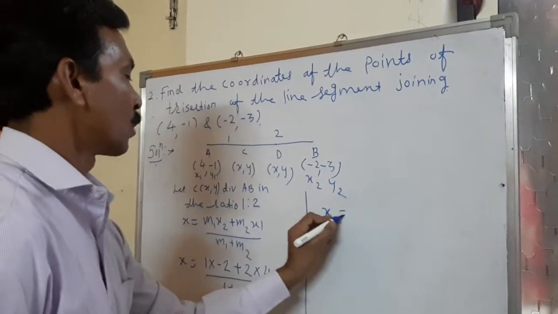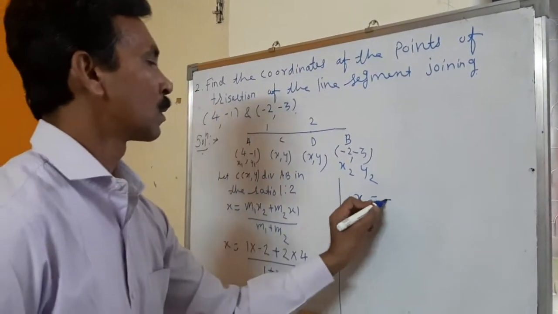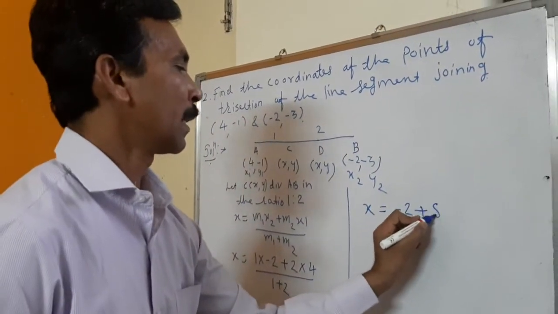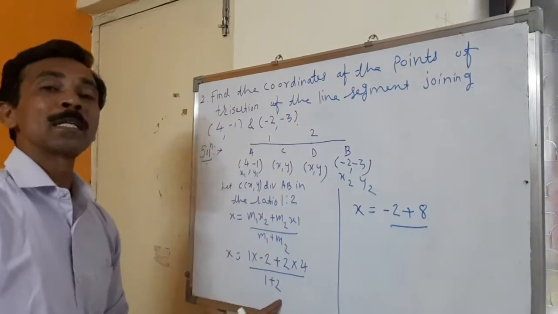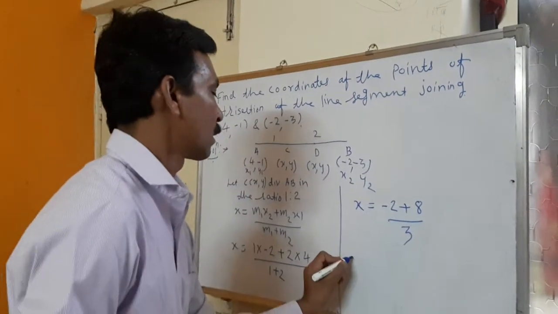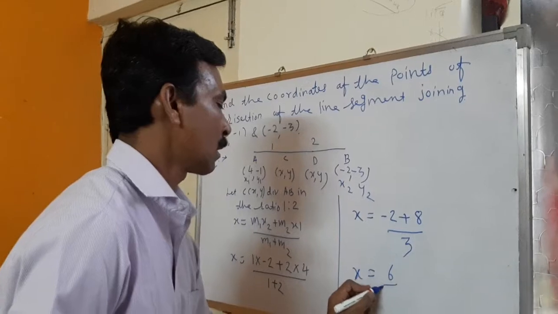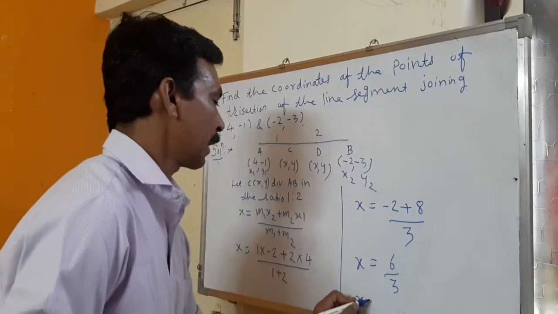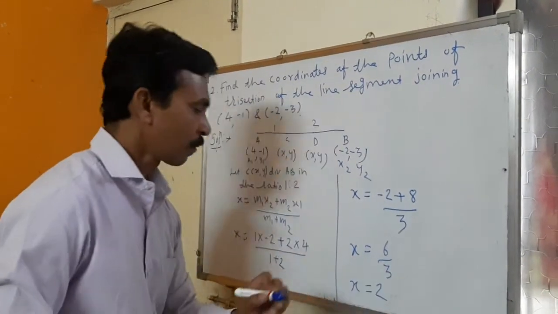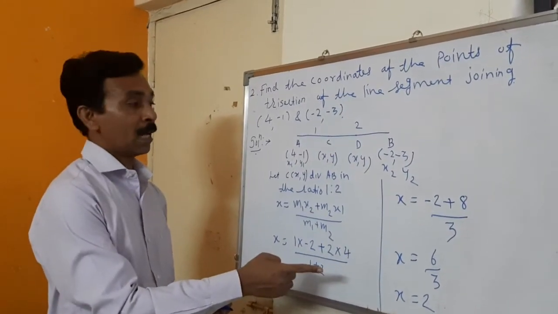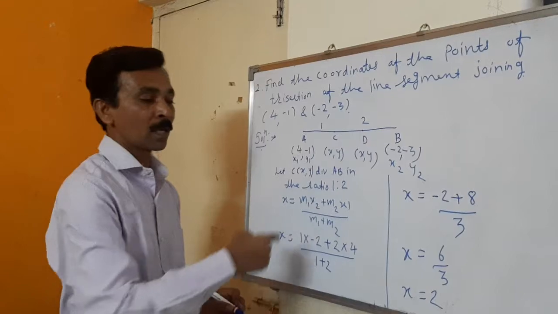X is equal to 1 into minus 2 plus 2 4s are 8 upon 1 plus 2 3. X is equal to minus 2 plus 8 is 6 upon 3. X is equal to 2. So we have found only x. Now we have to find y also of this coordinate.